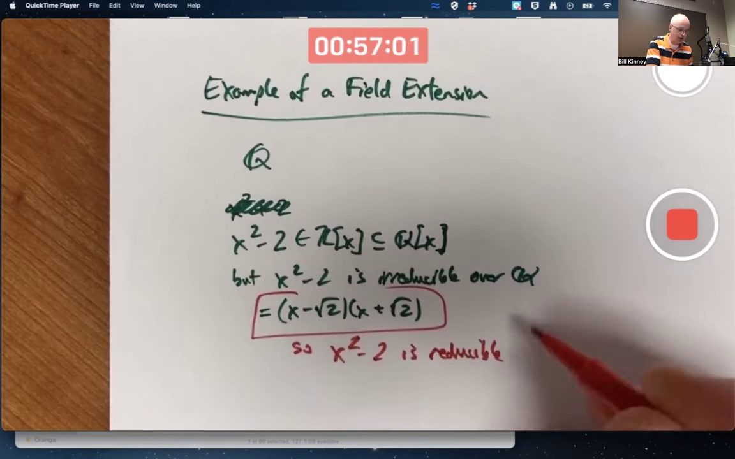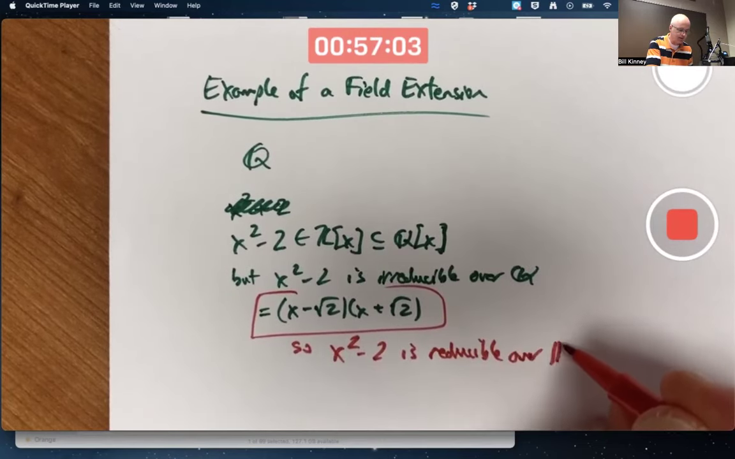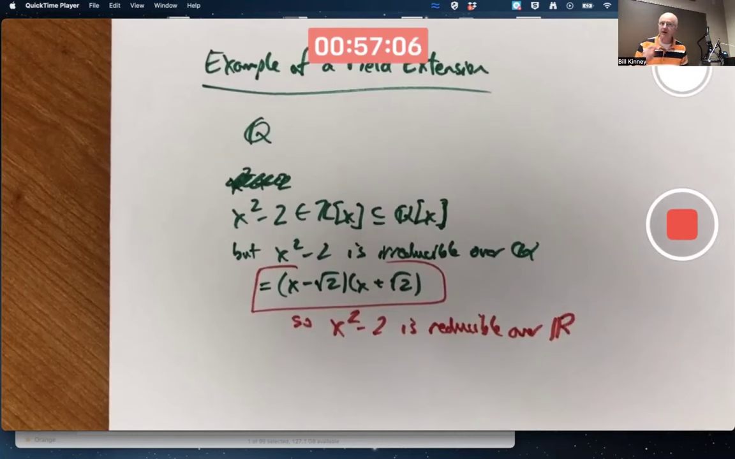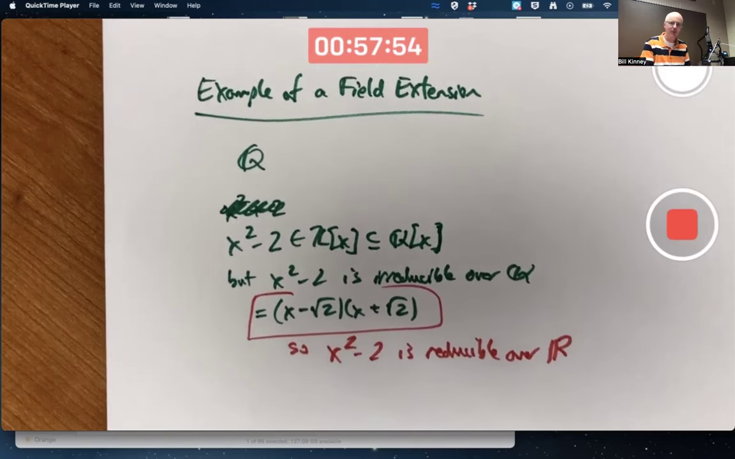So the answer to whether I can find a bigger field over which this polynomial is reducible is yes, you can. R is one example. However, it's not the most ideal example for us. What's a more ideal field for us, no pun intended with ideal, with regard to doing field theory here and understanding factoring? A more ideal field is this one.